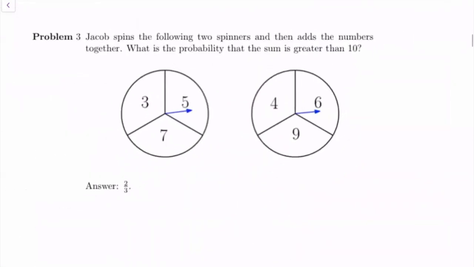Problem number 3. Jacob spins the following two spinners and then adds the numbers together. What is the probability that the sum is greater than 10? All right, so we apply the basic formula. Let's recall the basic formula.